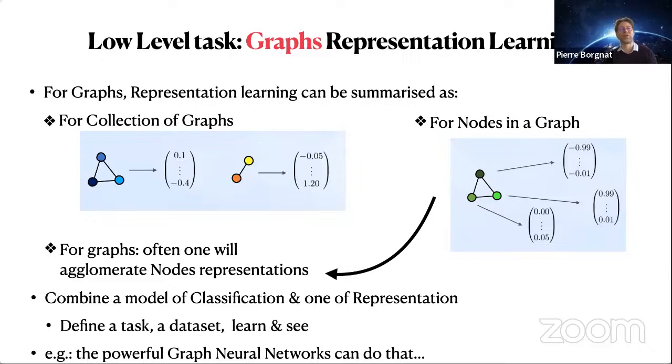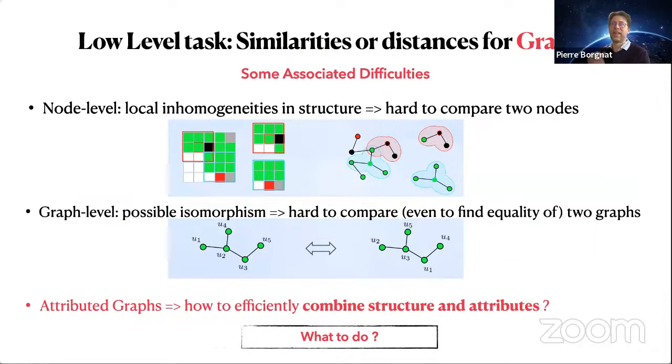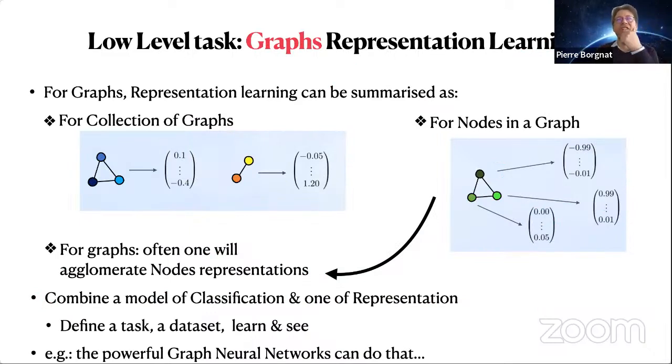The framework of graph neural networks is a very good way to do that. You learn a new representation of the graph by a combination of usually filtering and agglomeration. In what I will present here, this graph representation learning is a low-level task because it's really the task of representation, and then you can adapt it to many different tasks.